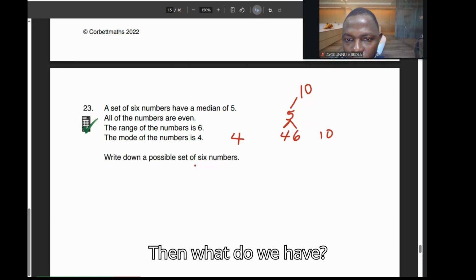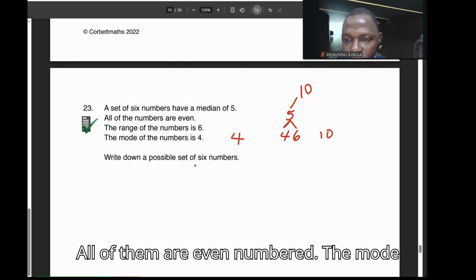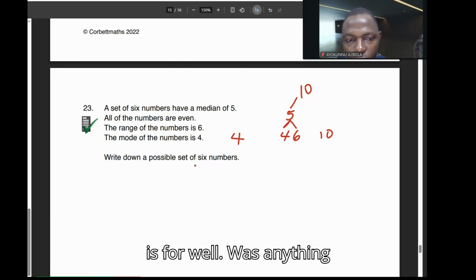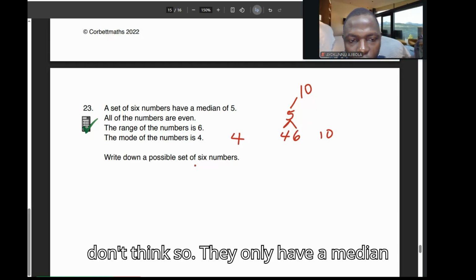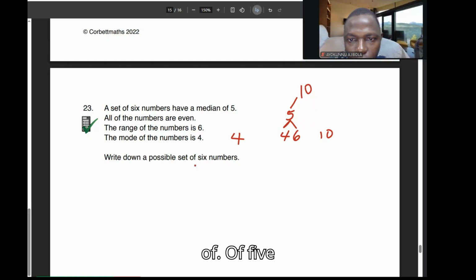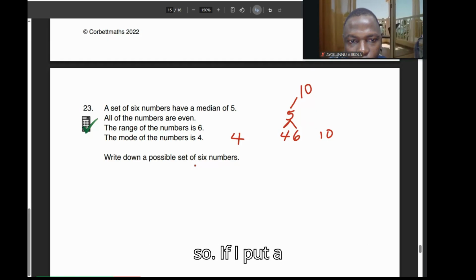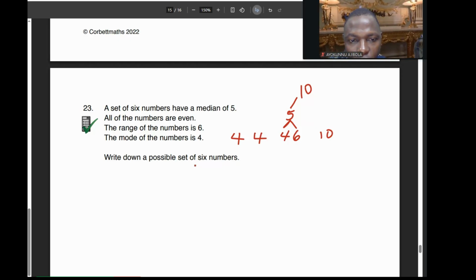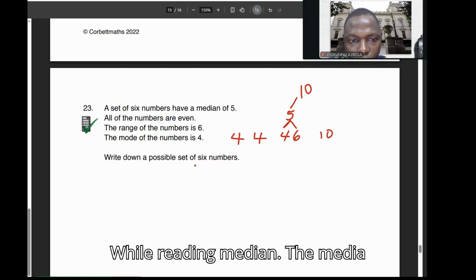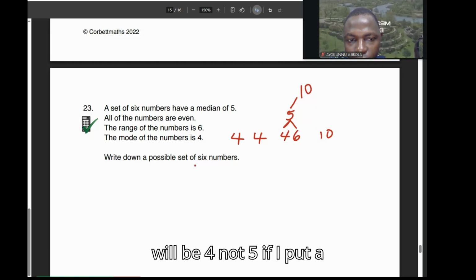Then what do we have? All of them are even numbers. The mode is 4. Was anything said about the mean? I don't think so. They only have a median of 5. So if I put a 4 here, what will be the median? The median will be 4, not 5.